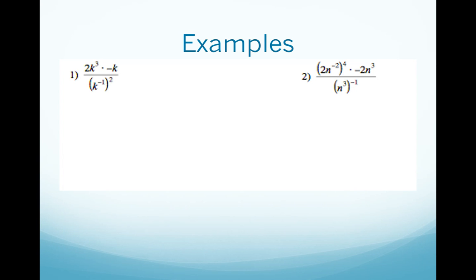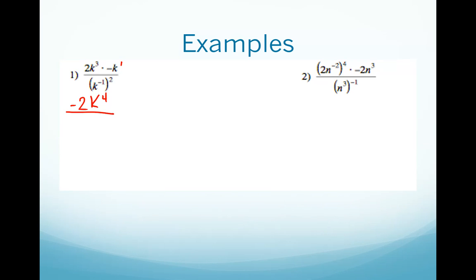So we're going to use these to do some examples. And a lot of these, you've got multiple things going on. Just clean up one section at a time. Like I like to clean up the numerator and then the denominator and then work top to bottom. So in question 1 here, I can combine these. This is really a 2 times negative 1, so that'll be a negative 2. And then k to the third, this is really a k to the first. So I can add those exponents.